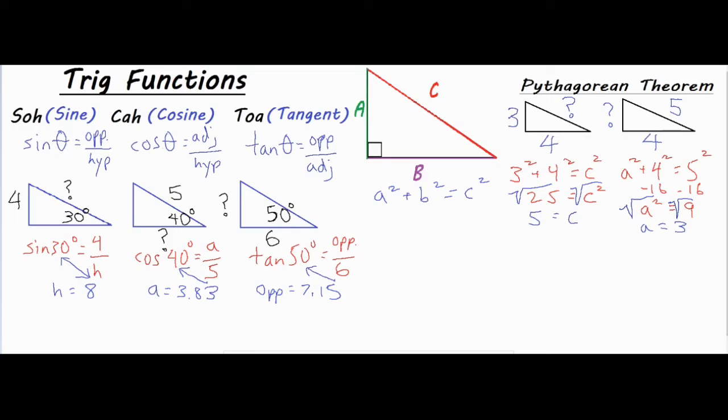Okay, so that's pretty much it for the Pythagorean theorem. Again, because you're using a lot of triangles when you're doing trig, the Pythagorean theorem might come into play, and it's a pretty quick and easy way to solve for a certain side of your triangle.